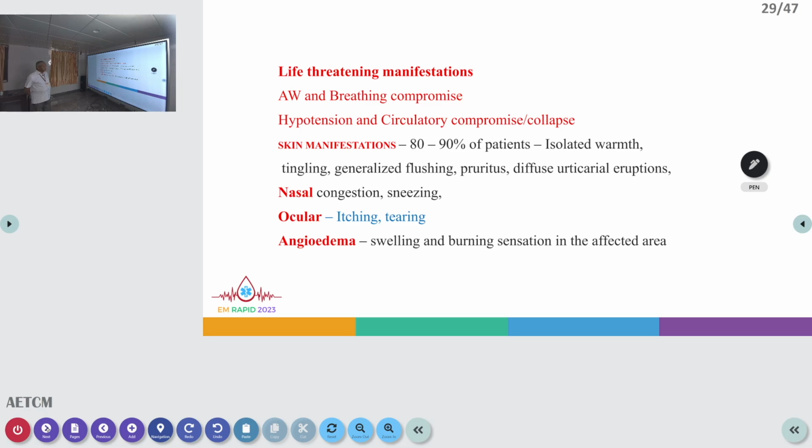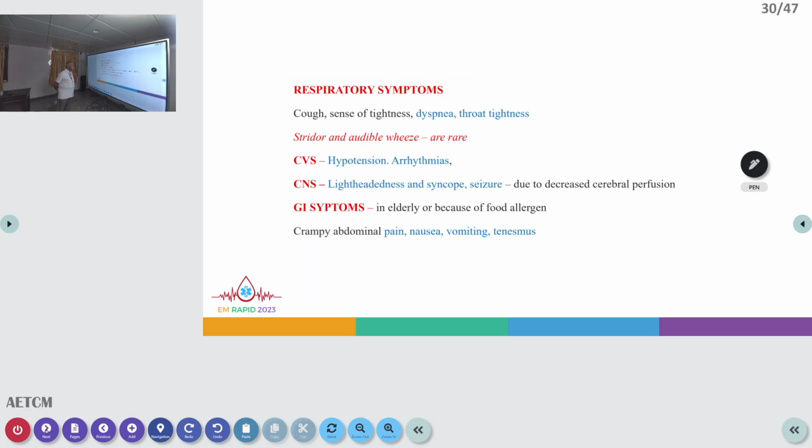Skin manifestations are common in 80 to 90% of patients, and nasal congestion and sneezing are also common. In the eye, itching and tearing. Angioedema: swelling and burning sensation in the affected area. These are all the common clinical manifestations. Coming to the respiratory symptoms: cough, sense of tightness, dyspnea, throat tightness, stridor and audible wheeze. In CVS, hypotension or arrhythmia; CNS, syncope, seizures; GI system, common in the elderly because of food allergy: abdominal pain, nausea, vomiting, tenesmus.